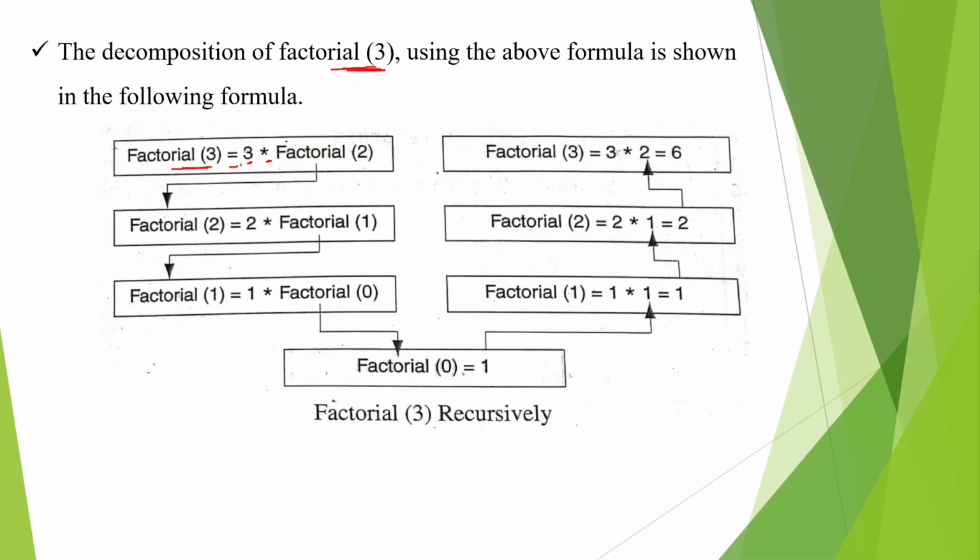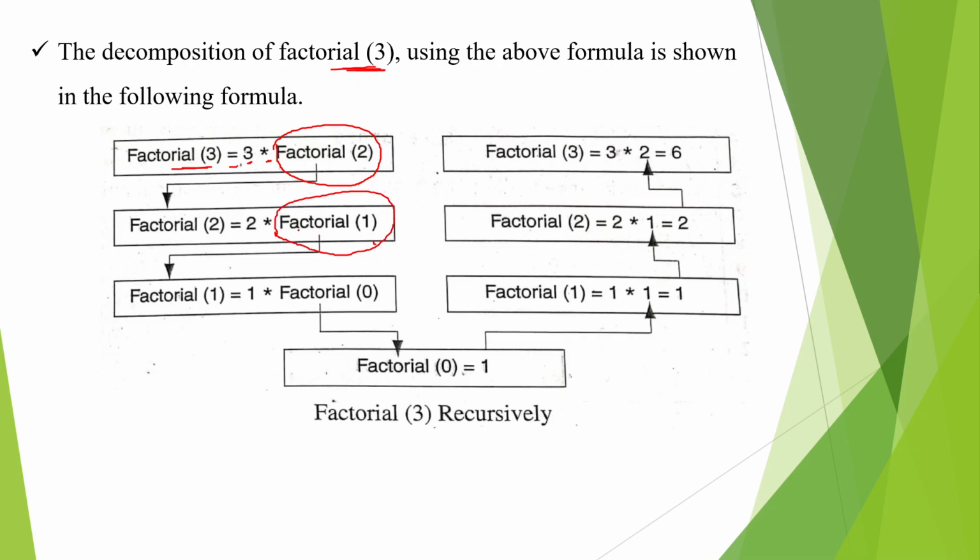Again, to replace this thing, what I need is factorial of 2. To replace this particular thing I need factorial of 2. Factorial of 2, how am I calculating? Again, 2 multiplied with factorial of 2 minus 1, that is nothing but factorial of 1. Okay, so here 2 multiplied with factorial of 1. Again, this thing is to be replaced with factorial of 1.